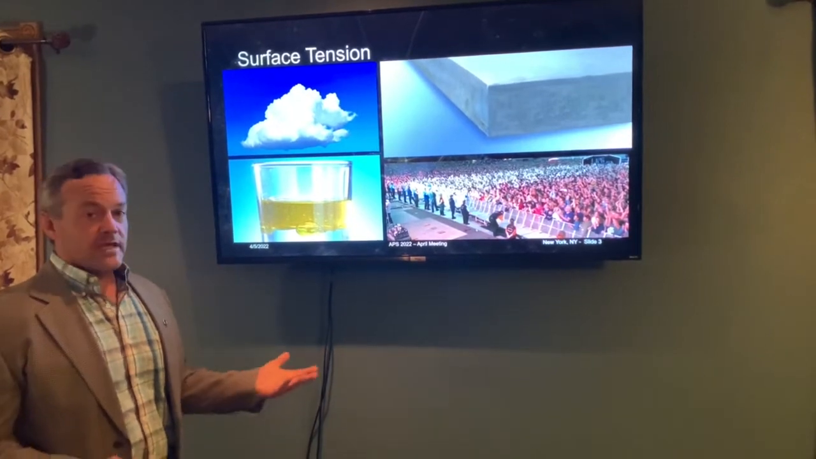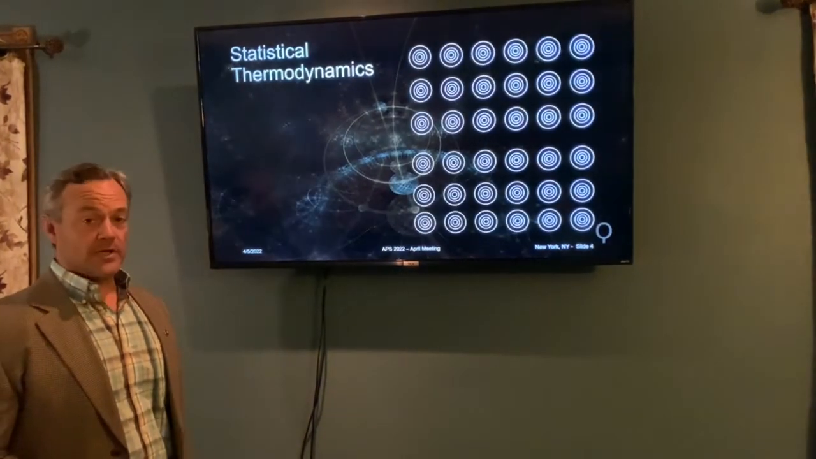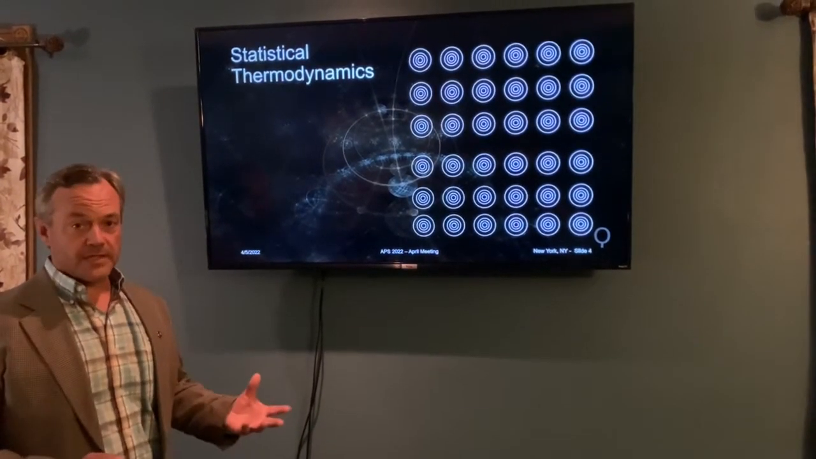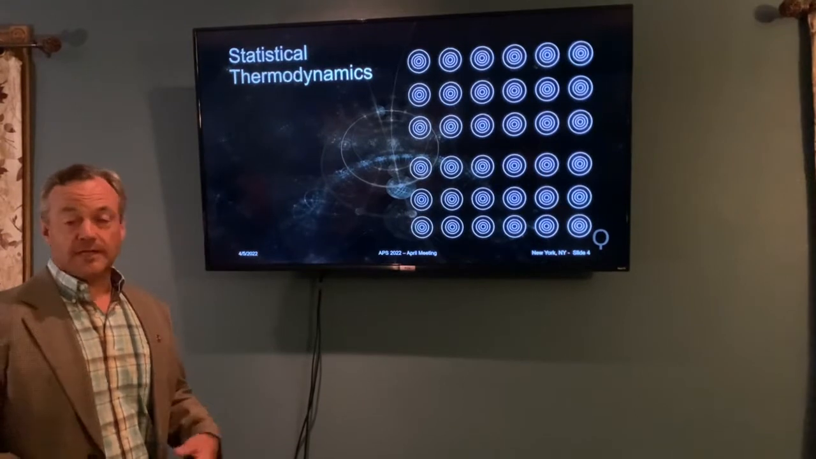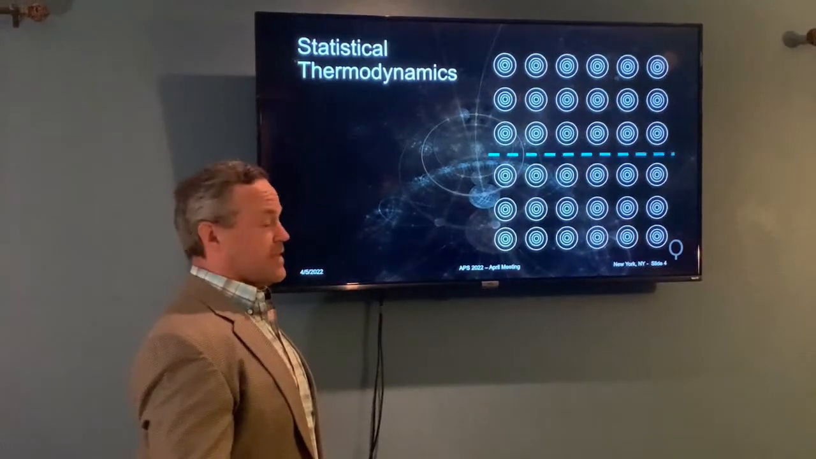Why? It doesn't have to do with molecules. Surface tension comes from statistical thermodynamics. We all know that if you have an assembly of things, it seeks maximum entropy, like the clothes in your room eventually cover the entire floor. And we create a surface by this dashed line.